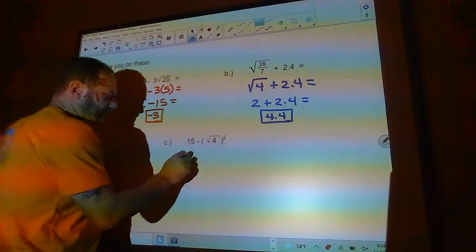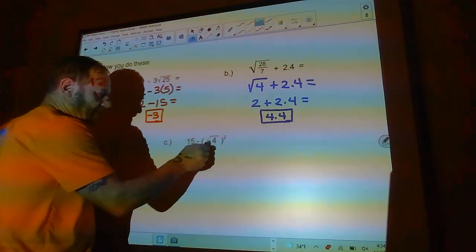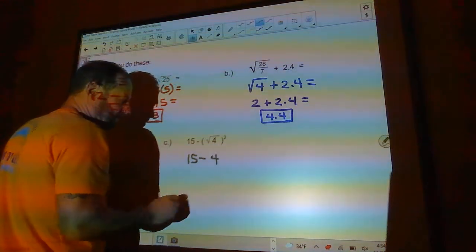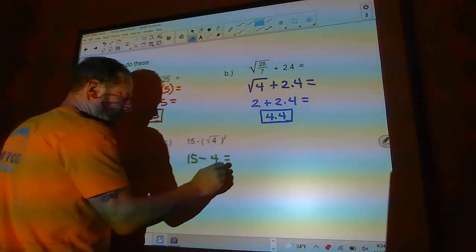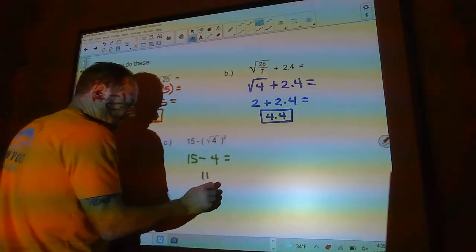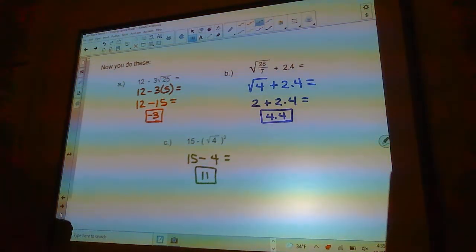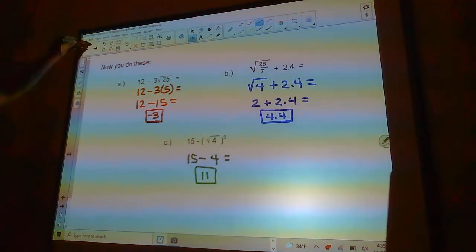Okay, finally down here, this is going to be 15 minus, okay, I've got a square root of 4 squared. Those are going to cancel, and I'm just going to get 4. And 15 minus 4 is 11. So there you go: negative 3, 4.4, and 11. Hopefully you got all three of those right.